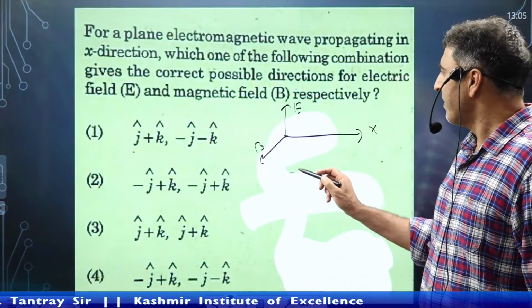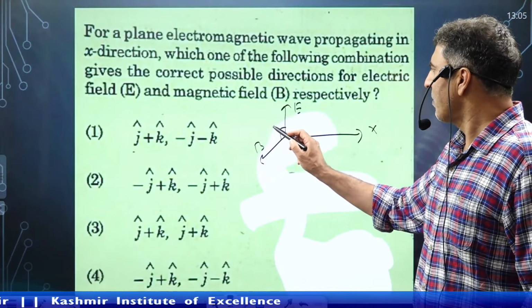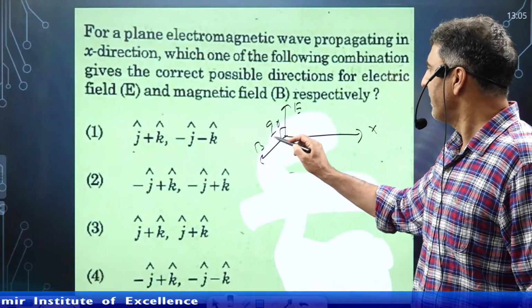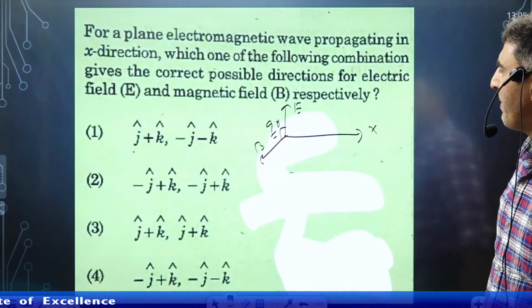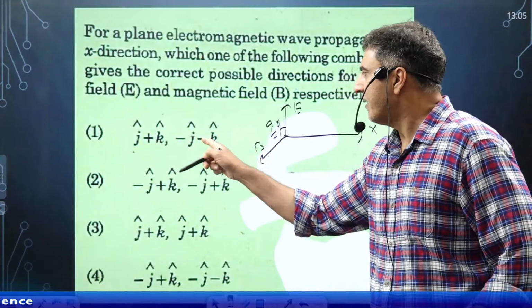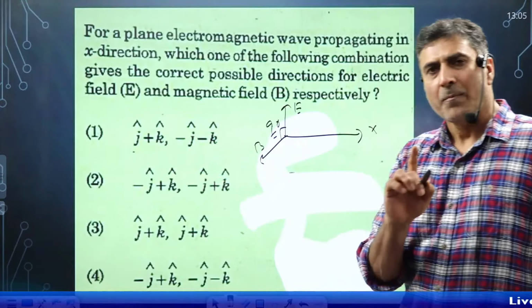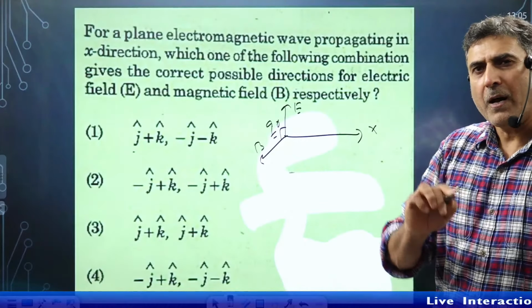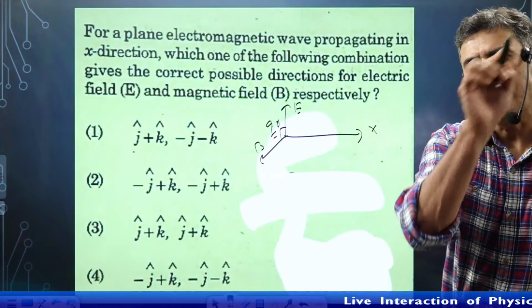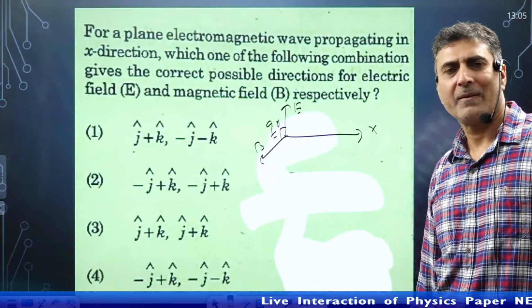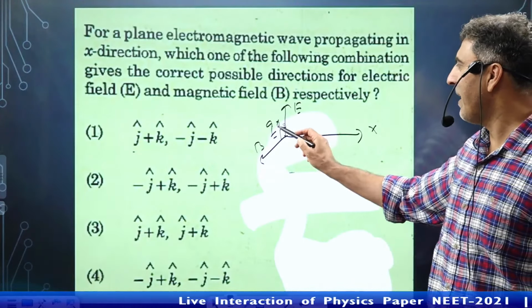So in electromagnetic waves, what we know, the E and B should be perpendicular to each other. They should make 90 degrees. So here I will try a method. I will dot this and this, this and this. The dot product of any of these two which gives me 0 is the answer. That's all, because electric and magnetic field have to be perpendicular.